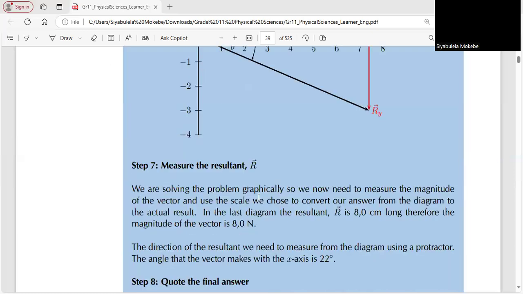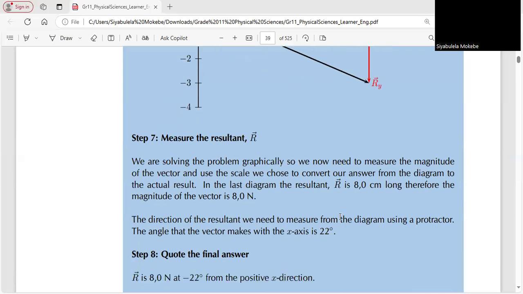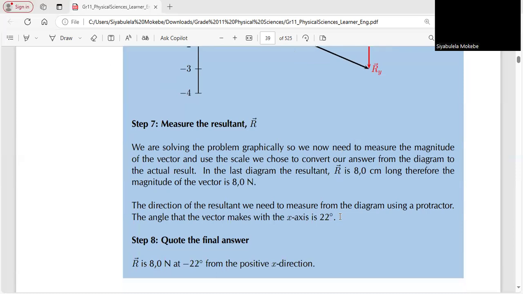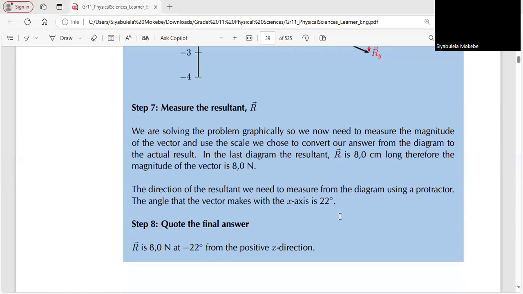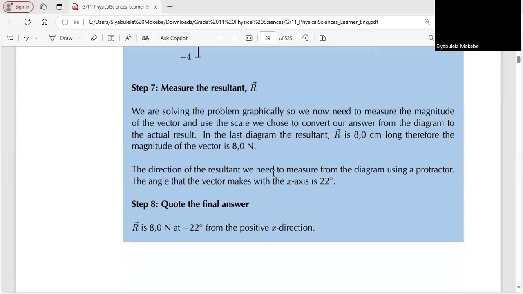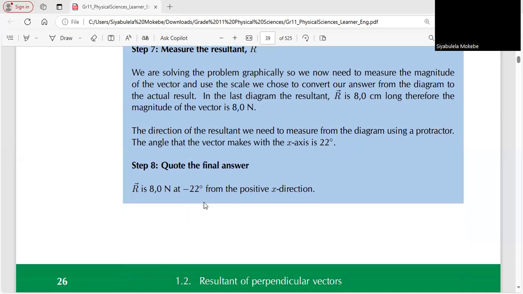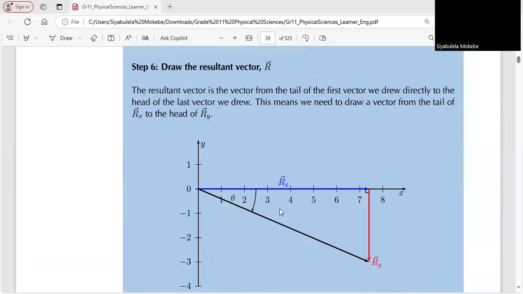We are solving the problem graphically, so we now need to measure the magnitude of the vector and use the scale we chose to convert our answer from the diagram to the actual results. In the last diagram, the result R is 8 centimeters long. Therefore, the magnitude of the vector is 8 Newton. The direction of the resultant we need to measure from the diagram using a protractor. The angle that the vector makes with the axis is 22, right? So R is 8 Newton at negative 22 degrees from the positive x direction.